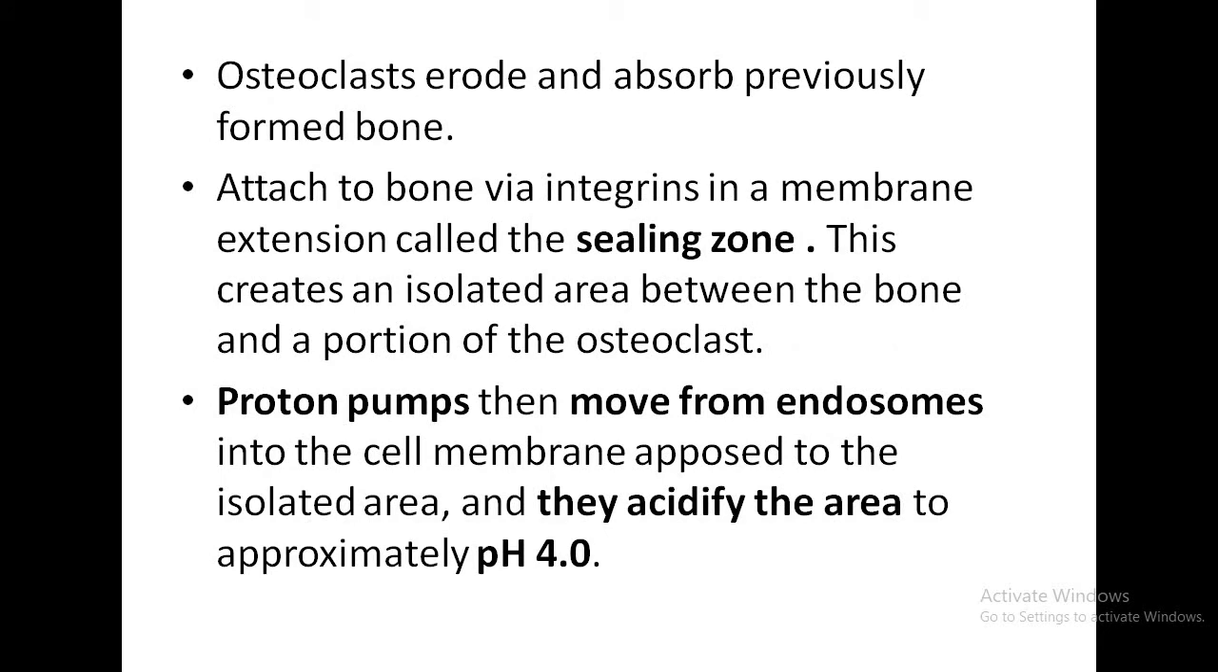So osteoclasts erode and absorb previously formed bone. They attach to the bone via integrins in a membrane extension called the sealing zone, and this creates an isolated area between the bone and a portion of the osteoclast. Now proton pumps move from endosomes into the cell membrane close to the isolated area, and they acidify this isolated area to approximately pH 4.0.